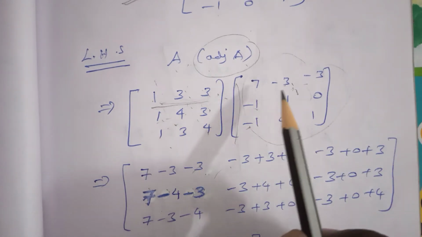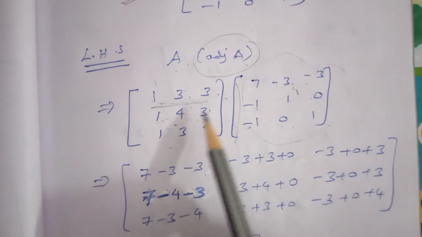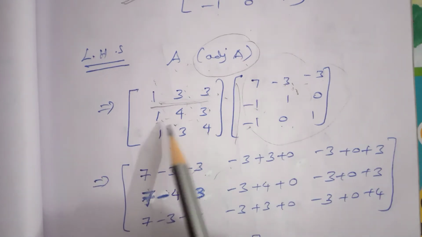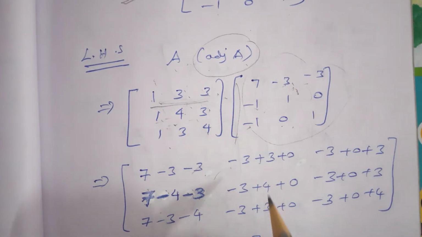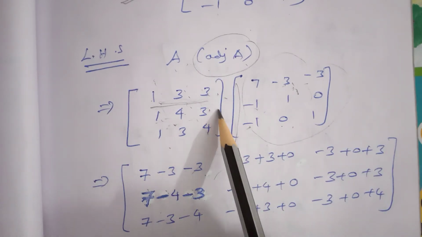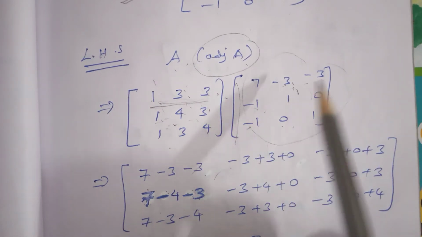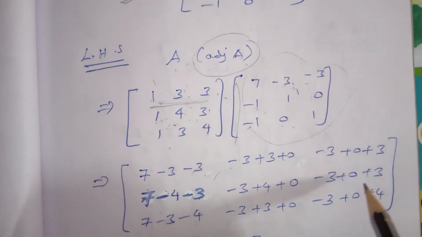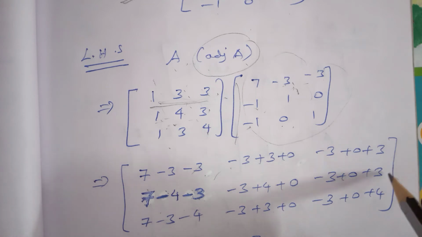Again, for the second value: 1 into minus 3 is minus 3, 4 into 1 is 4, and 3 into 0 is 0. Again, 1 into minus 3 is minus 3, 4 into 0 is 0, and 3 into 1 is 3.